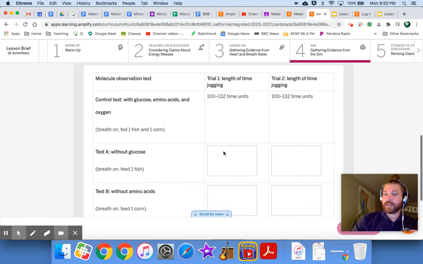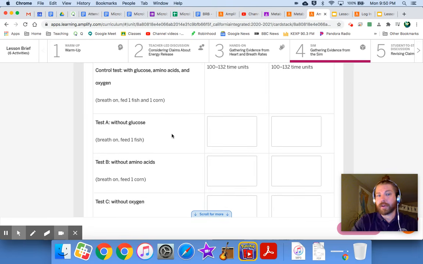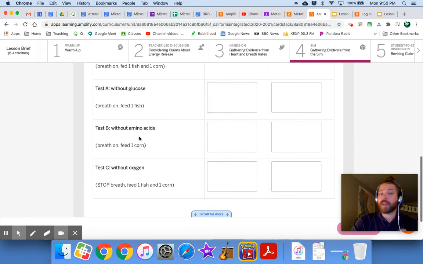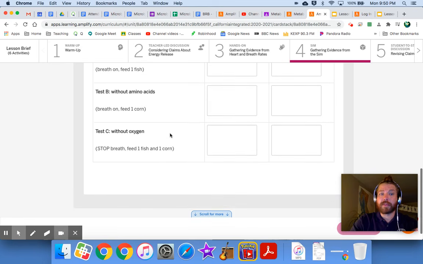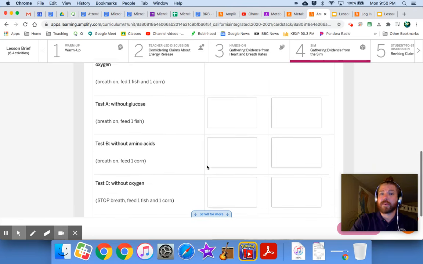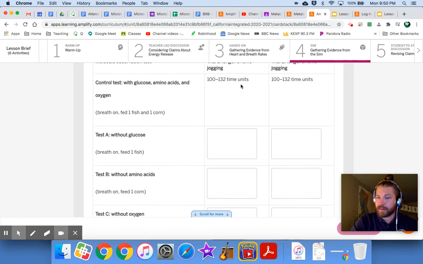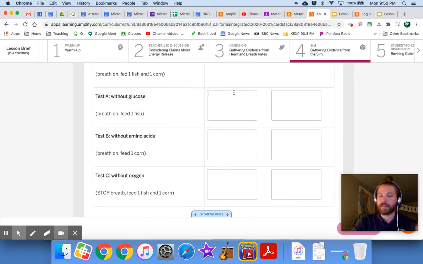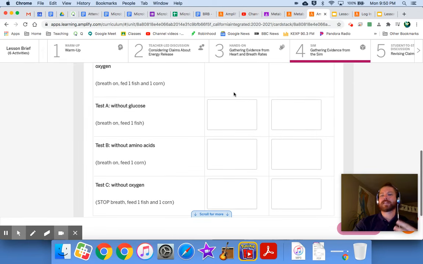We're basically going to do this test again, but now we're going to deprive this person of glucose. Then we're going to deprive them of amino acids, and then we're going to deprive them of oxygen. And we're going to see, how does this number change? Does it go up? Does it go down? Does it stay the same? And then, of course, we're going to discuss, what does that tell us?